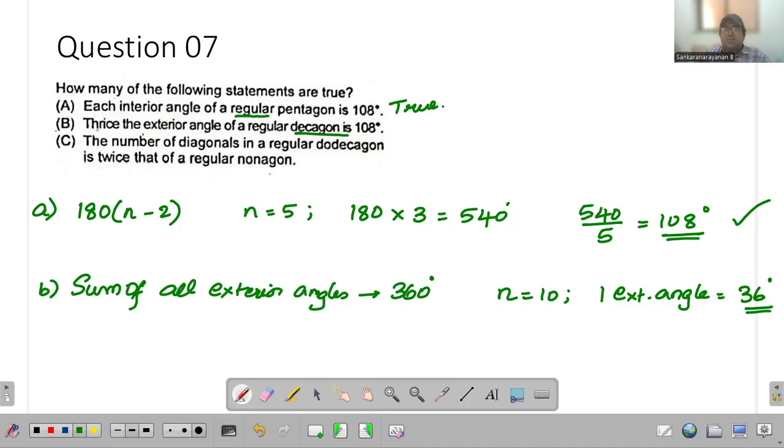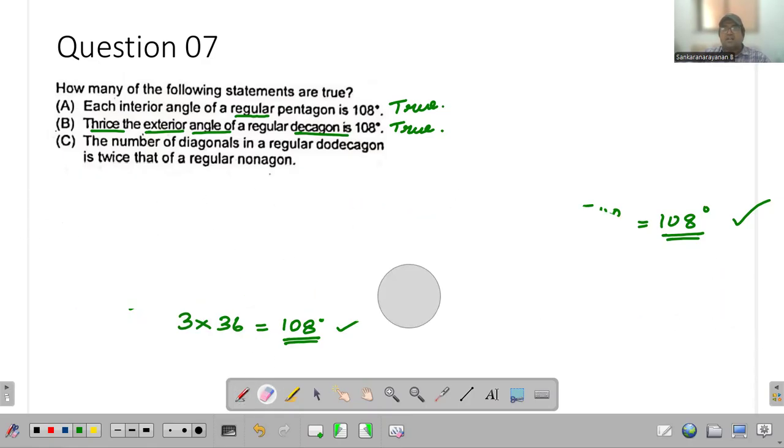Okay. Now, thrice this value, that is 3 times 36, will come as 108. So we can say this corresponds to 108 degrees. Thrice the exterior angle of a regular decagon is 108 degrees. That is true. So the second point presented here is also true. Now, let's consider the third point.